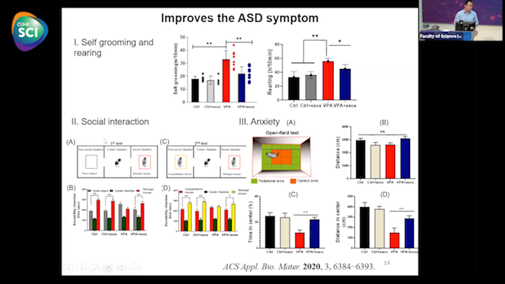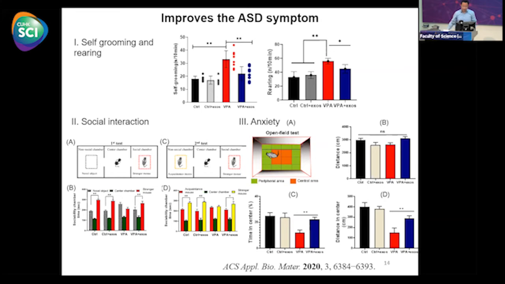The next experiment is social interaction. It's a very interesting one. If we put a mouse in a three-chamber environment, on the left side there's a novel object, a toy that the mouse has never seen before. On the other side is a stranger mouse, a mouse the mouse has never seen before. For the normal mouse, you'd guess it will spend more time interacting with the mouse that's a stranger to him or her. But for the autism mouse, they will spend more time with the toy because they don't want social interaction with the stranger mouse. After the treatment, the mouse becomes normal. They'll like the other mouse more.